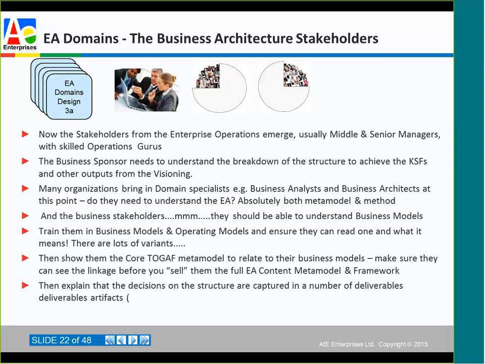And then explain that the decisions on the structures are captured in a number of deliverables, and we're going to call these deliverables artifacts. Right? That's what we call them. But to the business, they are deliverables. So that's what we're going to call them most of the time with them. If we start saying artifacts, part of the brain switches off. So we're going to try to do it in their terms. Now, if they use another term to describe deliverables, then fine, use that term instead. But that's really where we're going.